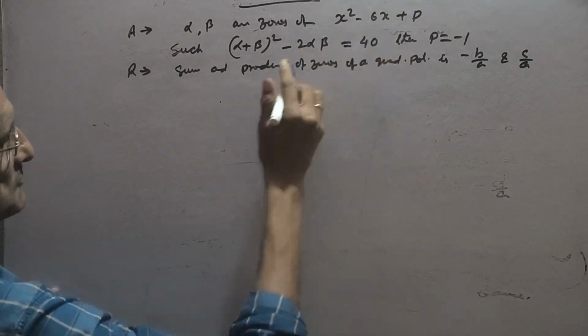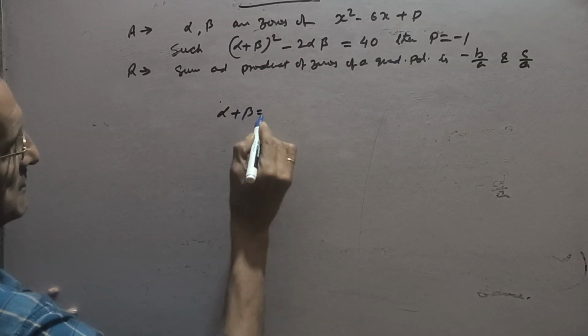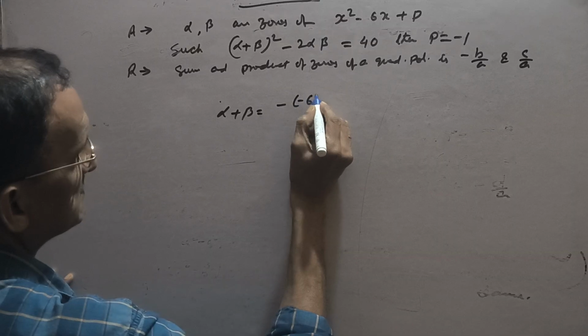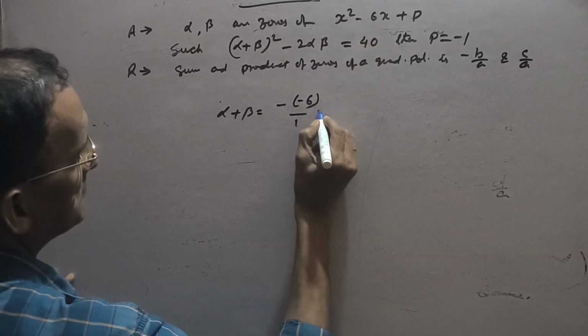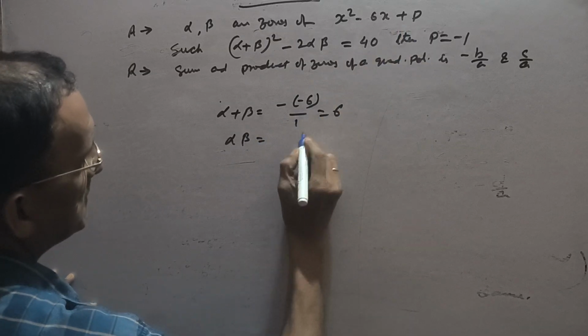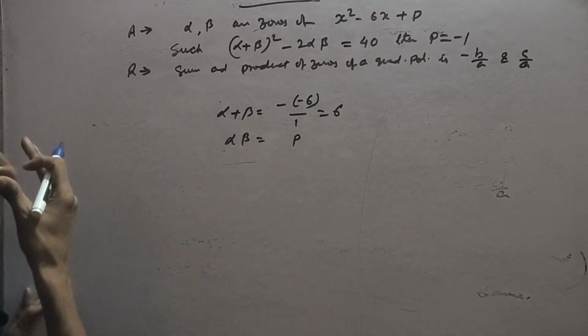So for this polynomial, what is the sum of zeros, alpha plus beta equal to? The formula is minus b by a, which is minus of minus 6 by 1, so you will get 6. And alpha into beta equal to c by a, so p by 1, p only.